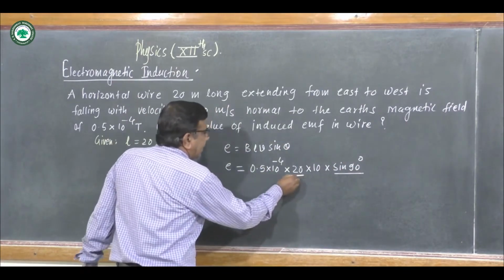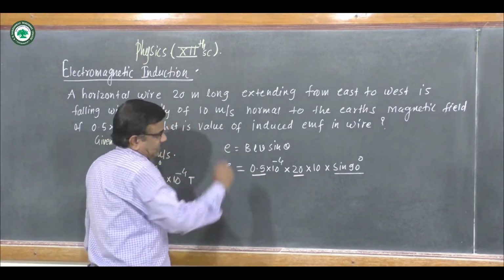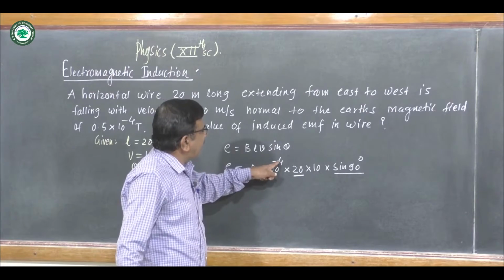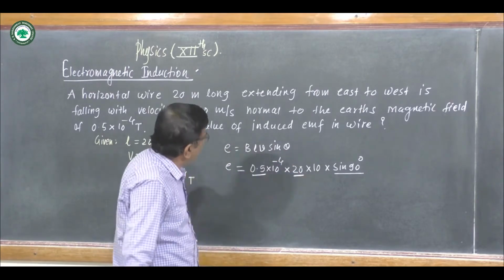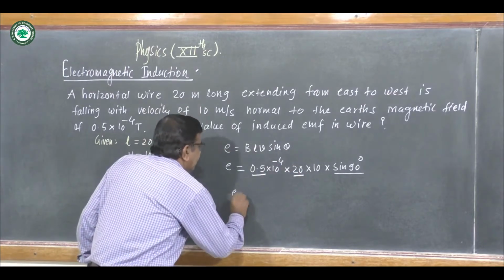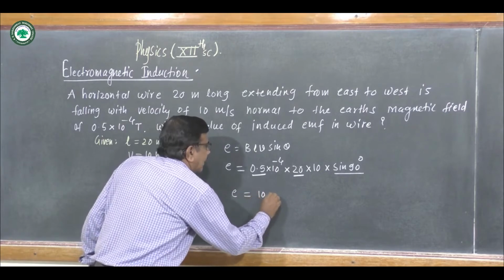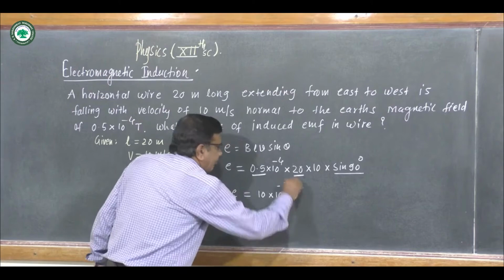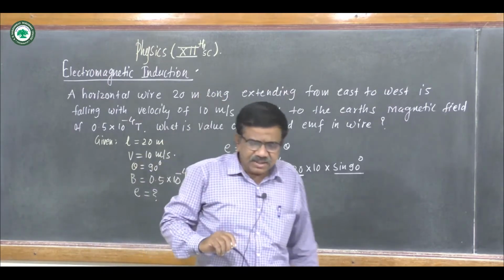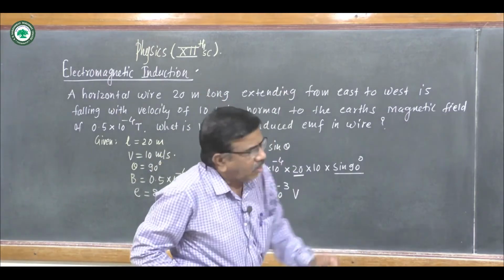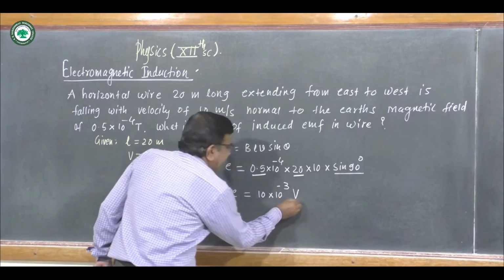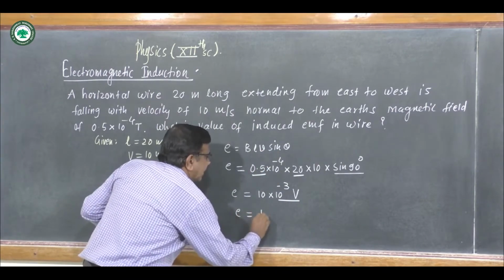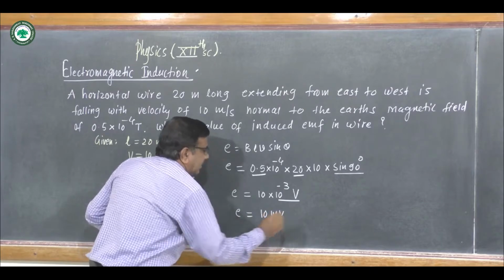Now 20 into 0.5, that is 10. And this minus 4 plus 1, 10 raised to minus 3. That is 10 into 10 raised to minus 3. As it is EMF, unit is volt. 10 into 10 raised to minus 3 volt, or we call 10 raised to minus 3 volt as 1 millivolt. So it is 10 millivolt.